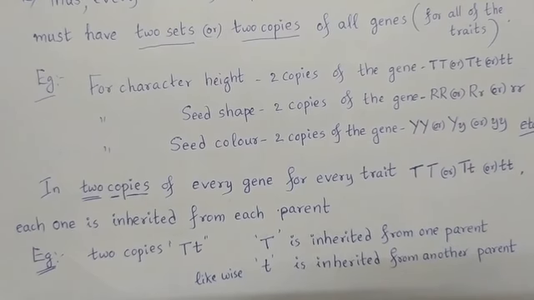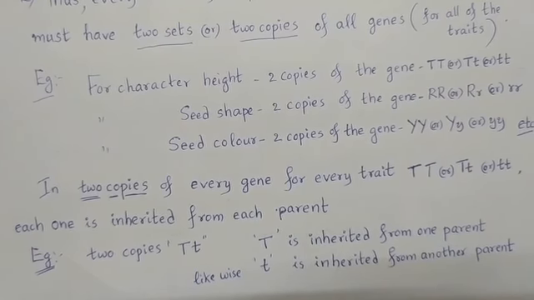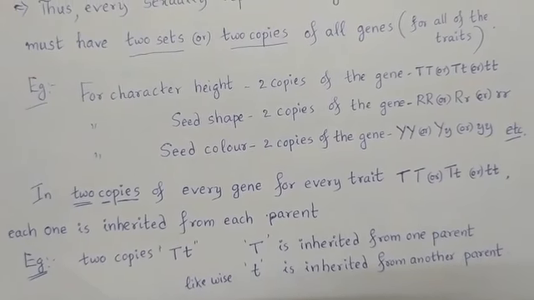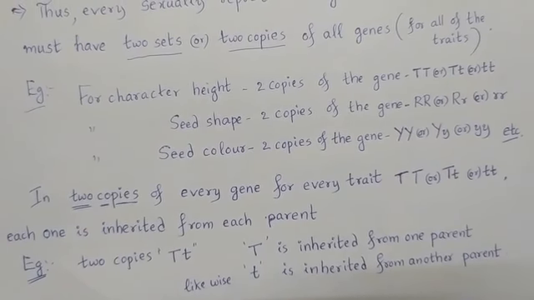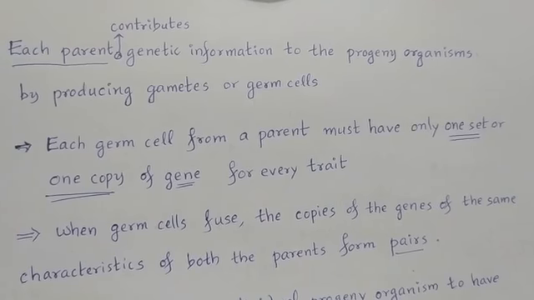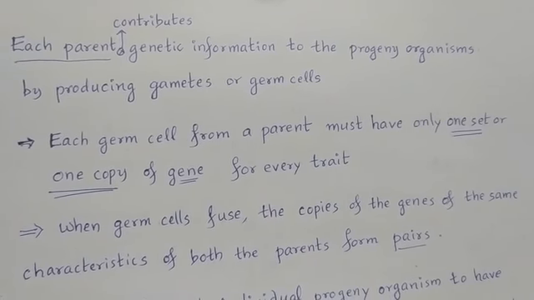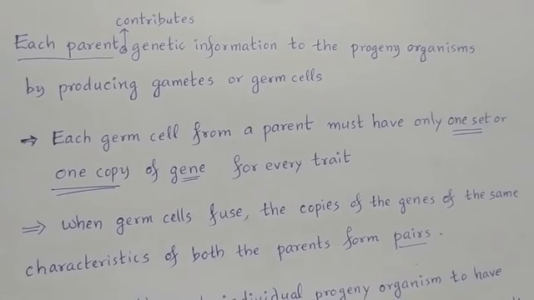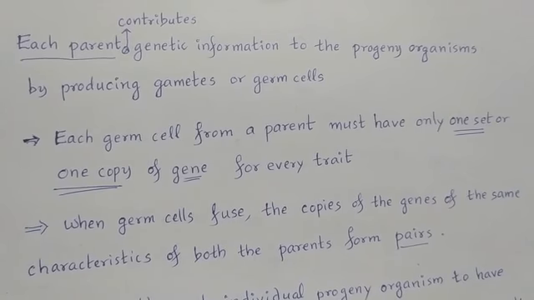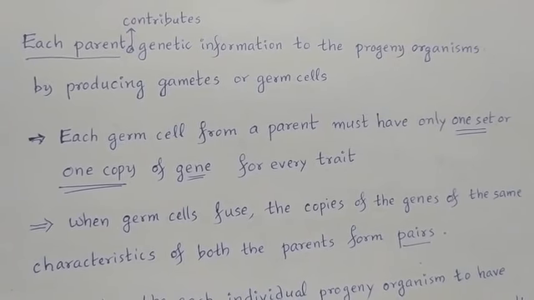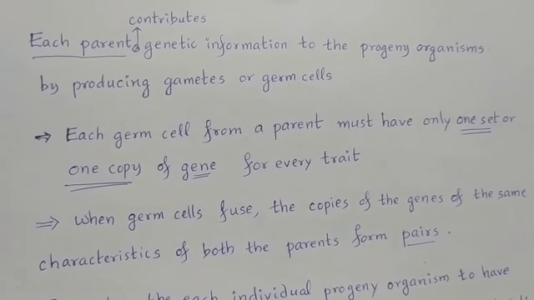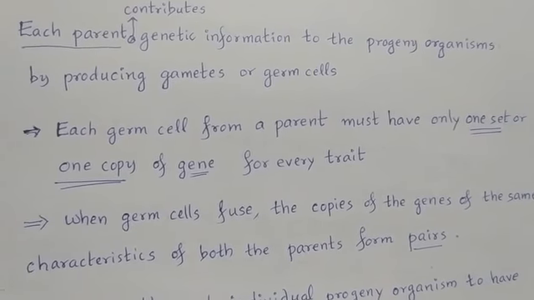In the case of garden pea plants, we can't say something is male, something is female like that. One plant and another plant. Like this, both parents equally contribute the genetic information. So, each parent contributes genetic information to the progeny organisms. How? By producing gametes or germ cells. How are the parents contributing the genetic information to the progeny organisms? By producing gametes or germ cells.